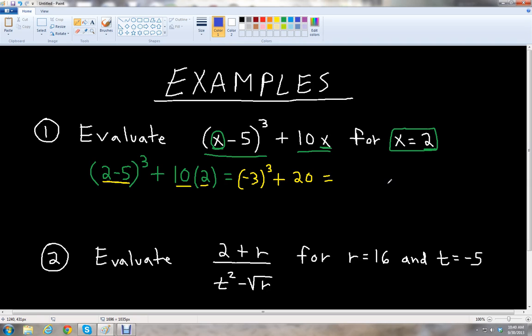And then the next step here is to do negative 3 to the third power. So that's the same as negative 3 times negative 3 times negative 3. So if we multiply these together, put our parentheses, negative 3 times negative 3 is positive 9. And 9 times negative 3 is negative 27. So we'll have negative 27 plus 20.